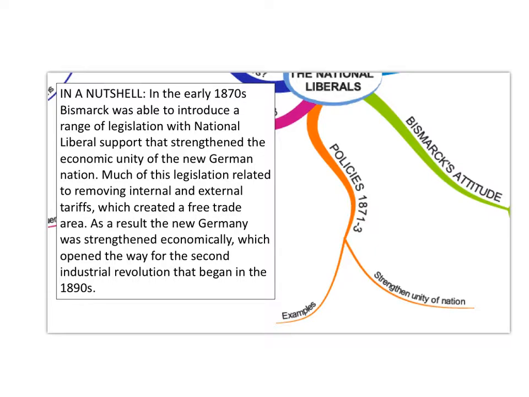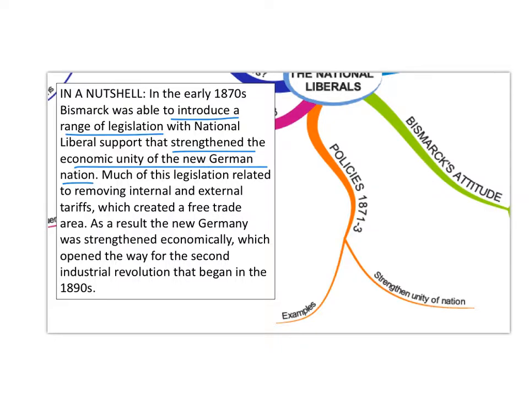Okay, so in a nutshell, in the early 1870s, Bismarck's main focus was to pass through the Reichstag laws that would strengthen the economic unity of the new German nation. Okay, it's a brand new country. He wants it to strengthen. There's a lot of work to do. Okay, to build the country economically, so he needs to get lots of laws passed.